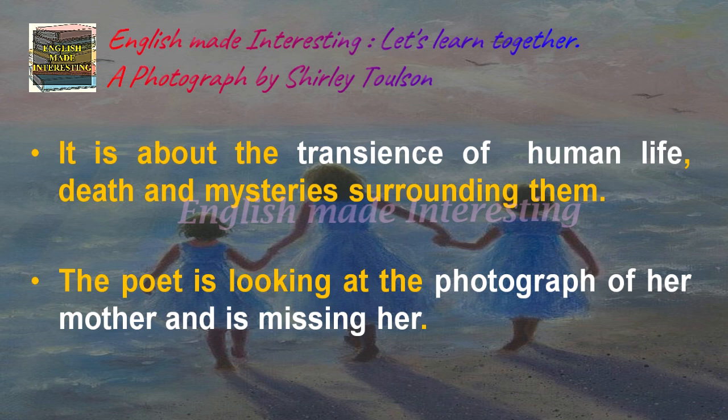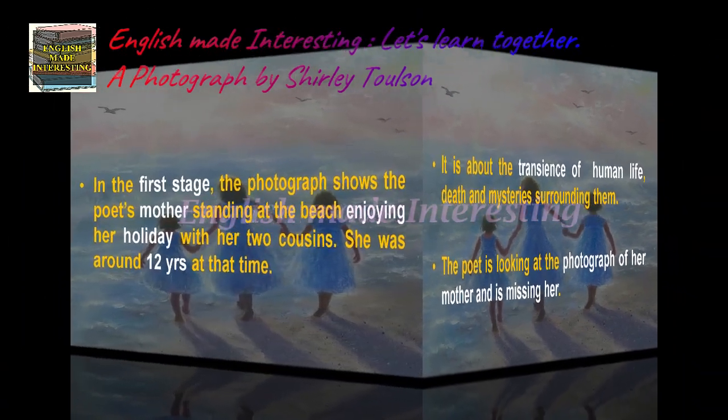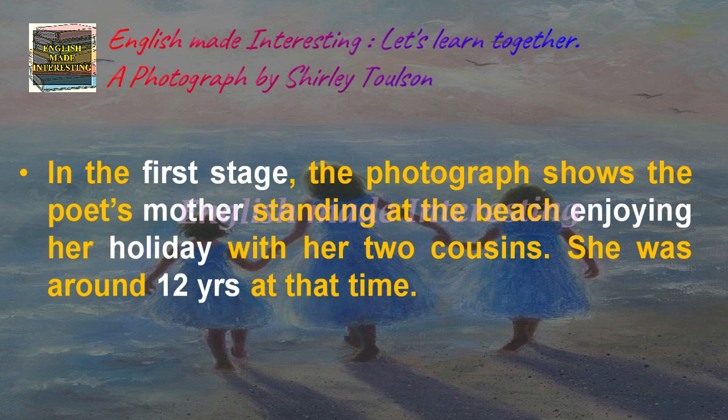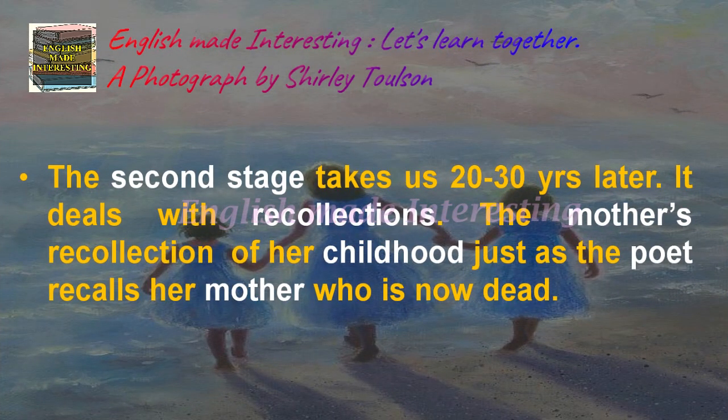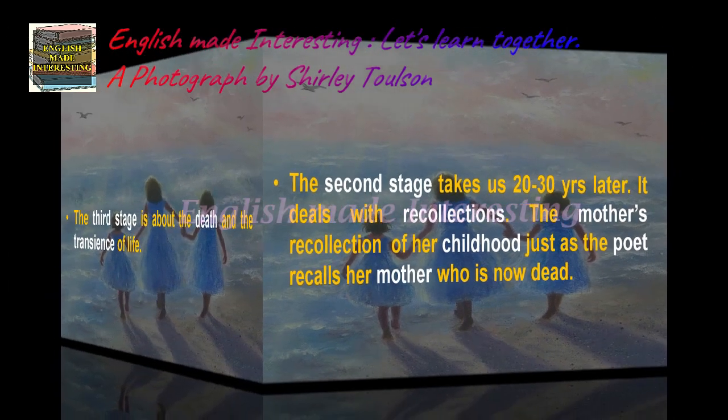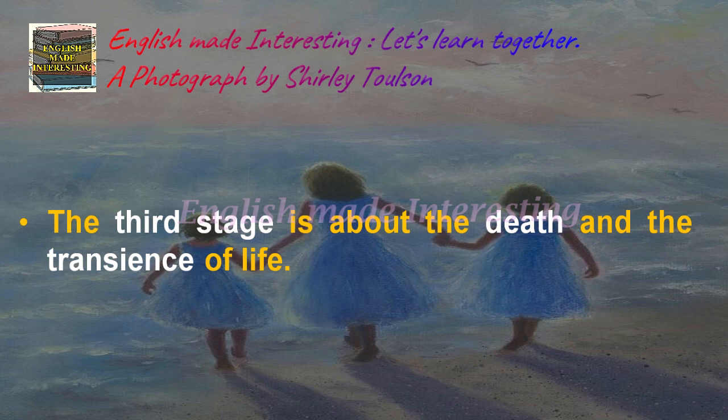The poet is looking at the photograph of her mother and is missing her. In the first stage, the photograph shows the poet's mother standing at the beach, enjoying her holiday with her 2 cousins. She was around 12 years old at that time. The second stage takes us 20 or 30 years later. It deals with recollections. The mother's recollection of her childhood, just as the poet recalls her mother who is now dead. The third stage is about death and the transience of life, which means human beings and their life is very short-lived, not permanent, but temporary.